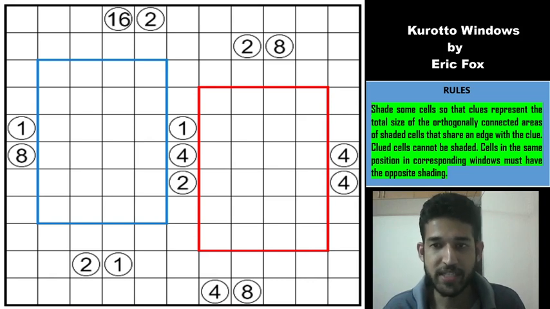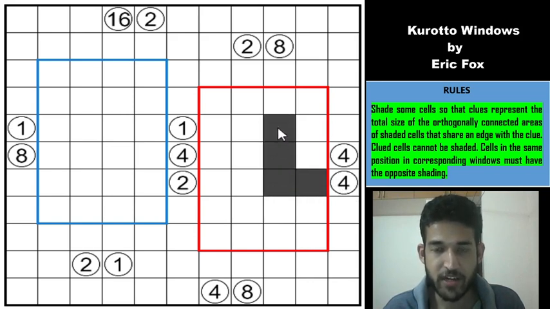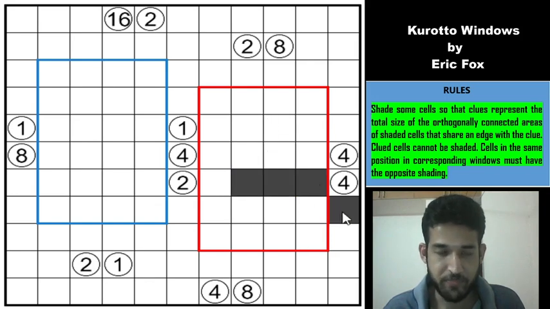So you have to shade some cells such that clues represent the total size of the orthogonally connected areas of shaded cells that share an edge with the clue. So for example, if you take this 4 clue, you can have a single stream of connected cells which are 4 in size, or you can maybe have 3 shaded cells here and 1 here. So in short, the number of shaded cells connected to this clue must be equal to the value in the clue, right?